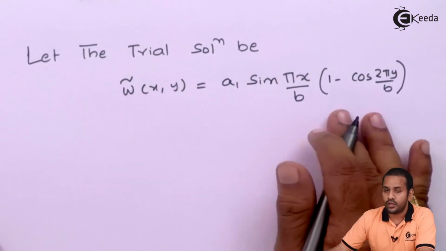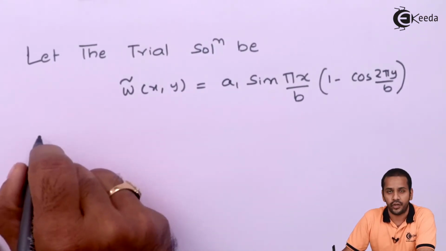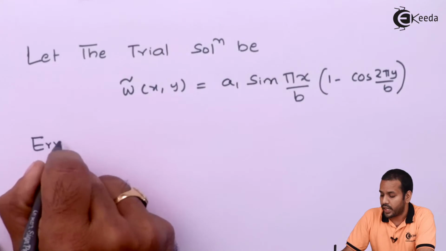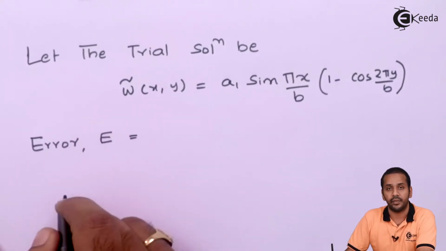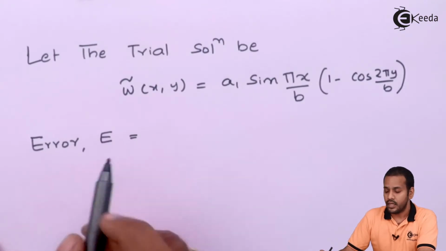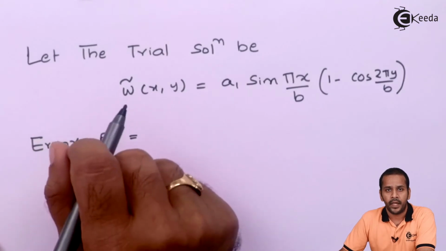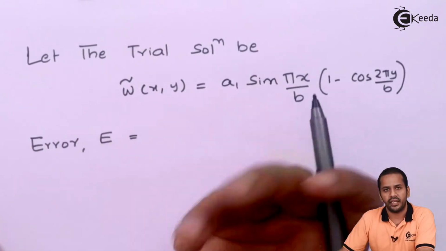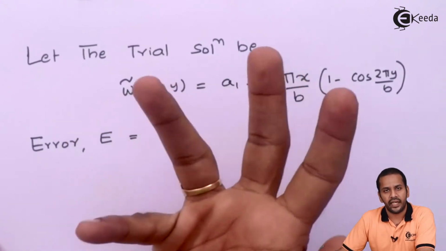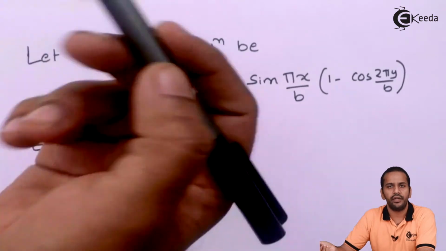Okay, so with this solution, now I have to calculate the error term or the residual error, capital E is nothing but, so how do we define error? Since this is a trial solution, this won't satisfy our governing equation completely. Some quantity, something will be left over. That leftover is nothing but our residue, or error. So how to calculate this residue? We have to substitute our trial solution in our governing equation.